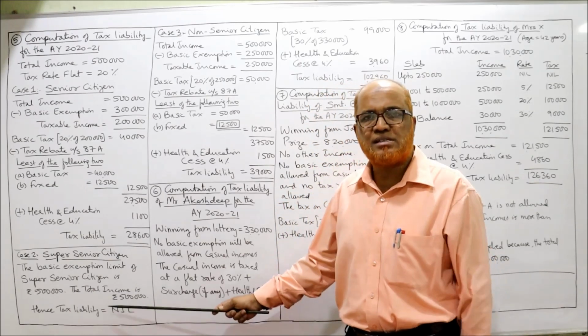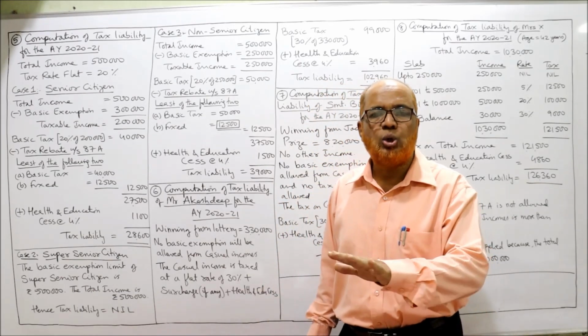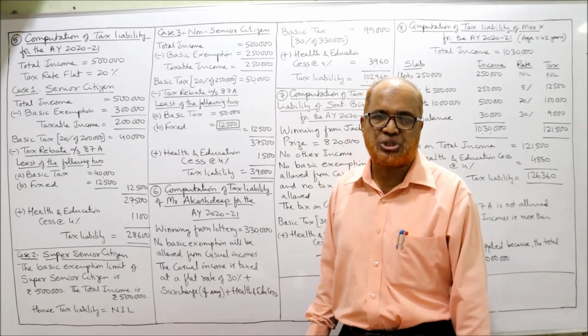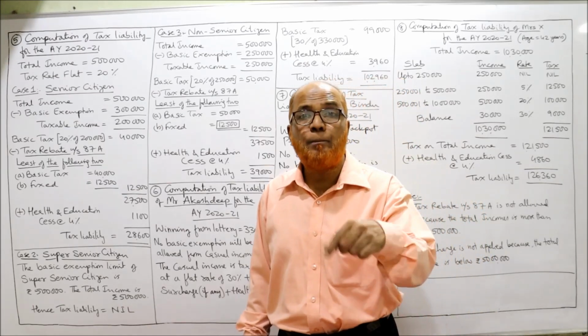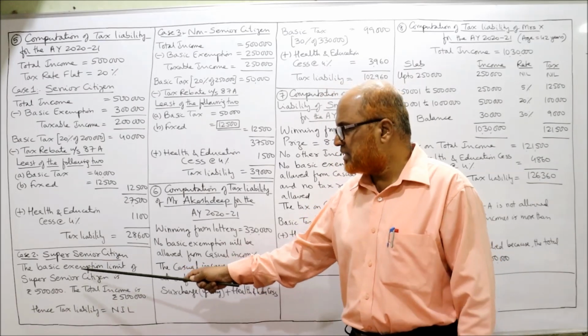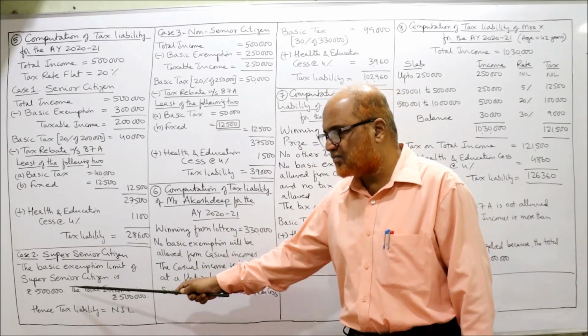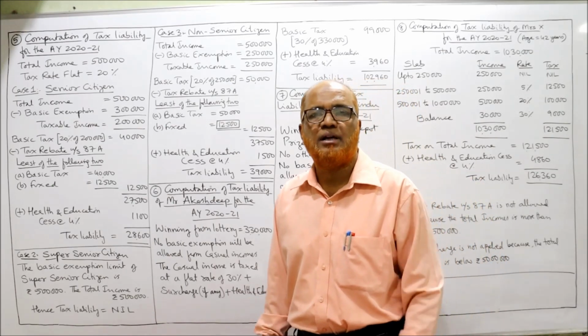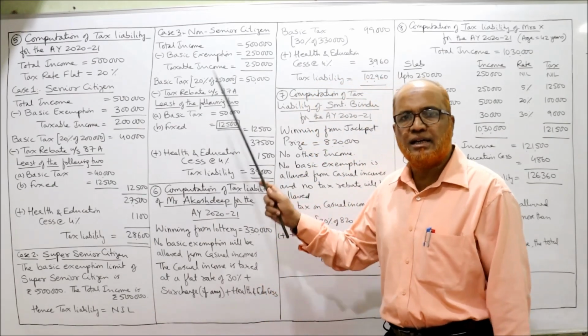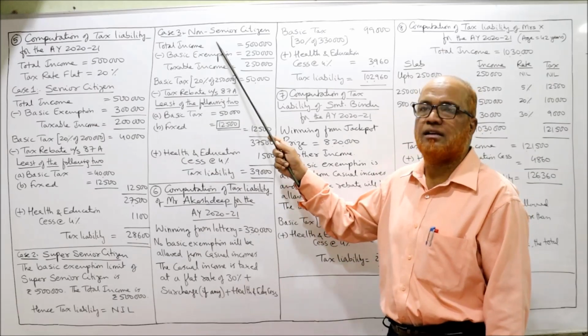Here 5 lakh rupees is the basic exemption. So no tax, no rebate, no education cess. The tax liability will be nil for a super senior citizen. So the basic exemption limit of a super senior citizen is 5 lakh. The total income is 5 lakh. So the tax liability is nil.